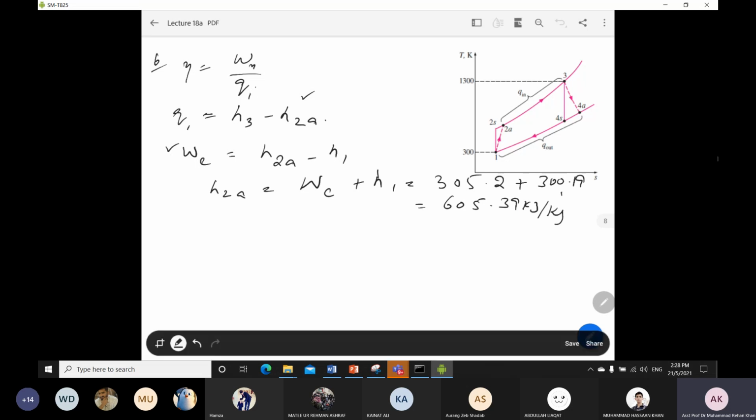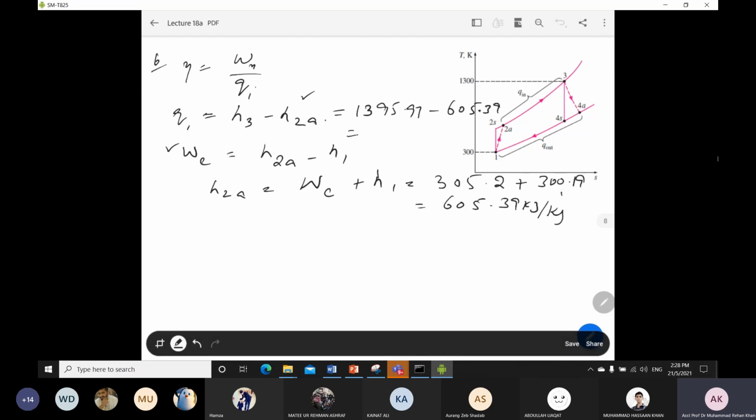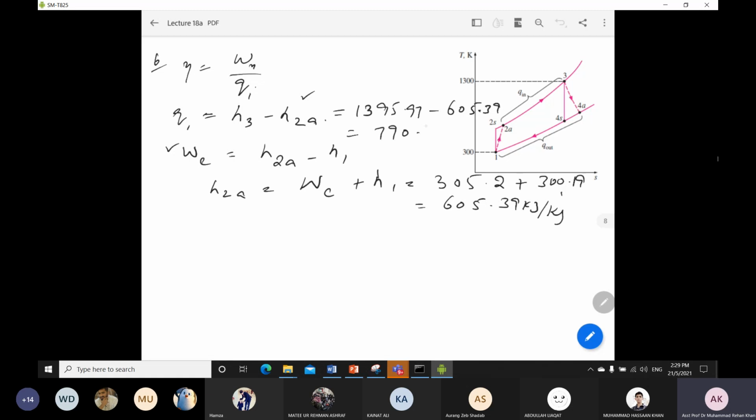Okay, so this is the H2A value. So now we have the H2A value with us. Simply, you have to put the value of H3 from the previous example, 1395.97, and the H2A value is 605.39. If you solve it, you will get the value of Q in. So the Q in value is 790.58 kilojoule per kg.